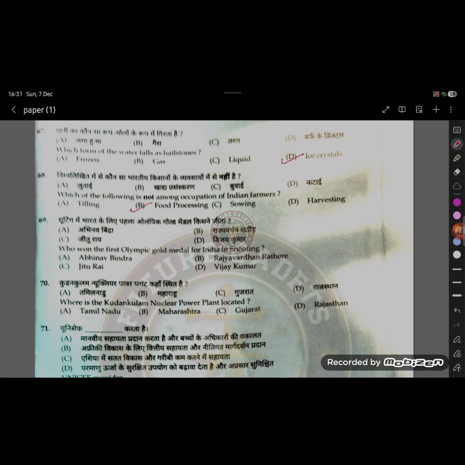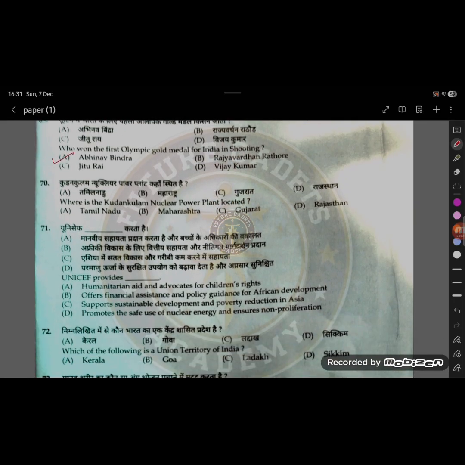Question number 69. It's about the first Olympic gold medal India won, and it was won by Abhinav Bindra sir in what? You must mention the event in the comment section. Give us the details and let's check who are the smarter ones who had all the details with them. Okay, moving to the next question, question 70.